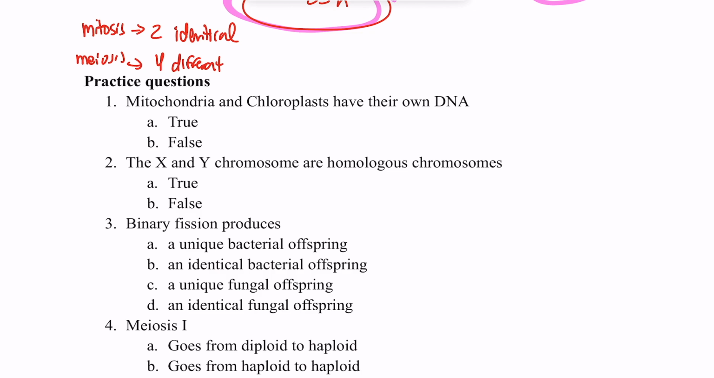Okay, question number 1. Mitochondria and chloroplasts have their own DNA. True or false? The correct answer is true, right? Mitochondria and chloroplasts have their own DNA. They even have their own membranes. This goes back to the idea that mitochondria and chloroplasts were engulfed into the cell via endosymbiosis. So yes, they have their own DNA.